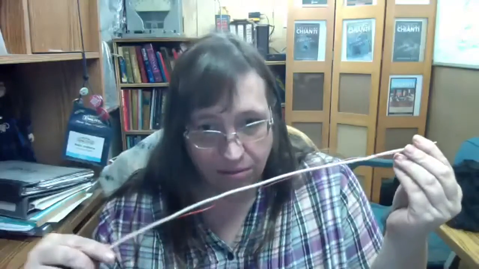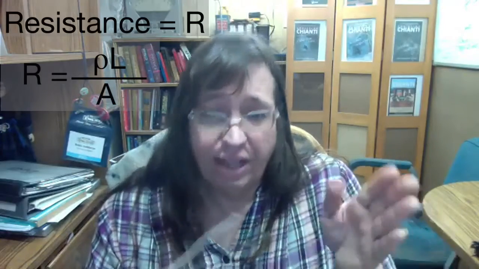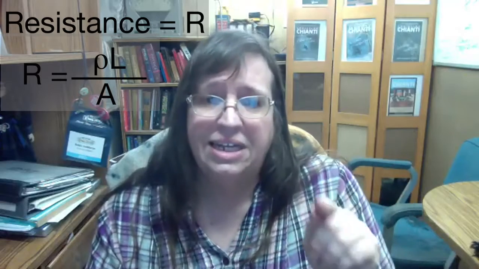Let's take a look at what we saw here. When we looked at the thin wire, we found it had a higher resistance than the thicker wire. So what factors did we find here? We found that the longer the wire is, the higher the resistance is, and the thicker the wire is, the lower the resistance. We have an equation we'll use for that, and it says that the resistance of any object is equal to the resistivity times the length divided by the cross-sectional area.